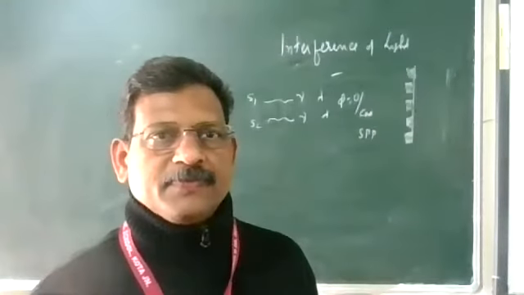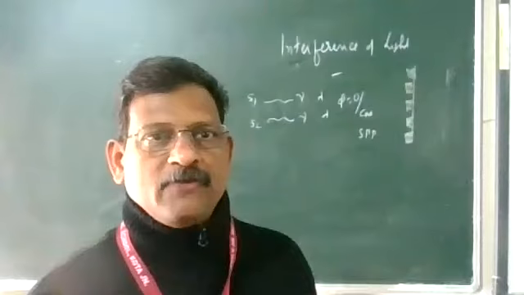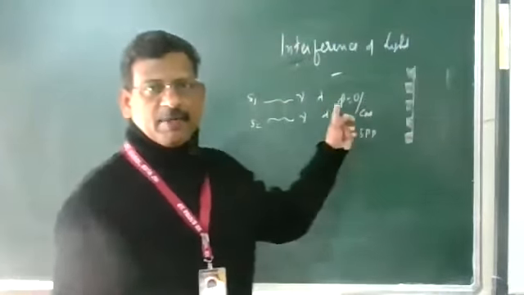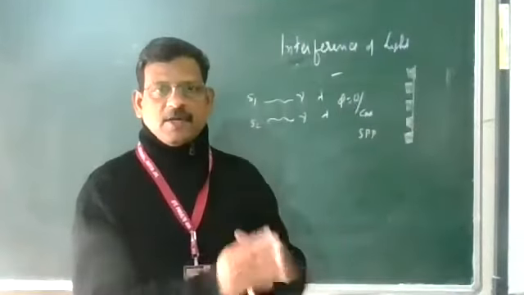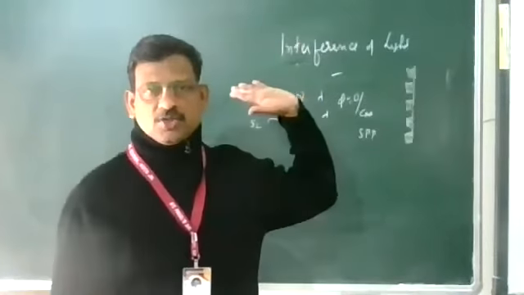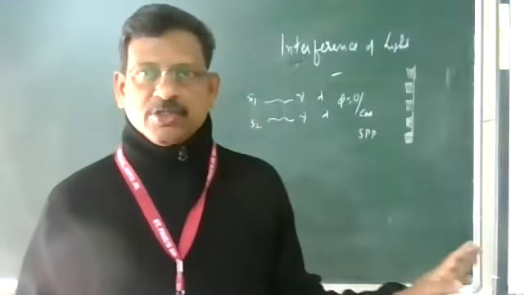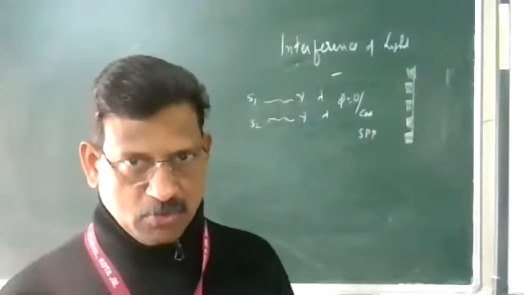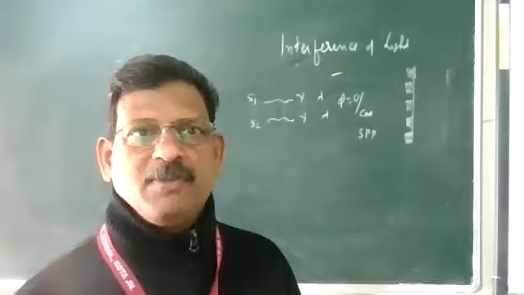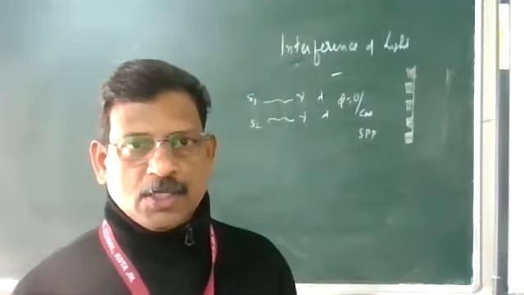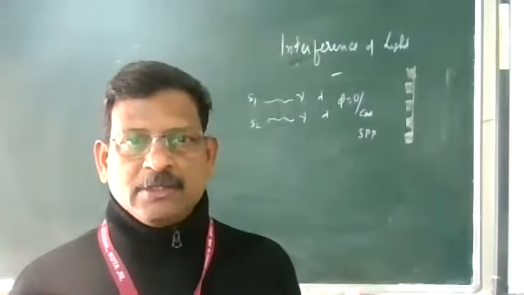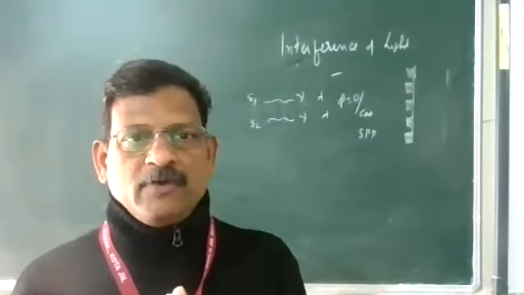Interference of light means that when light from two coherent sources superposes, some points on the screen appear bright, then dark, then bright, then dark, and so on. This means the energy distribution is not uniform: at some points the energy is more, at some points less. Here, energy means intensity. So interference of light can be defined as the phenomenon by which there is a redistribution of energy on account of superposition of light waves coming from two coherent sources.